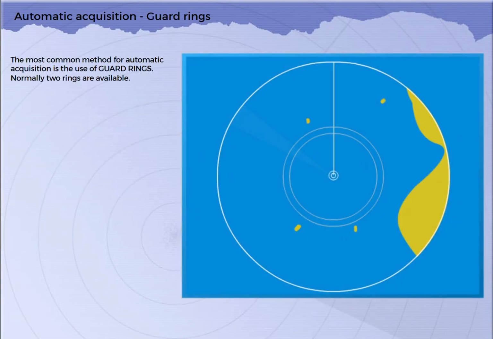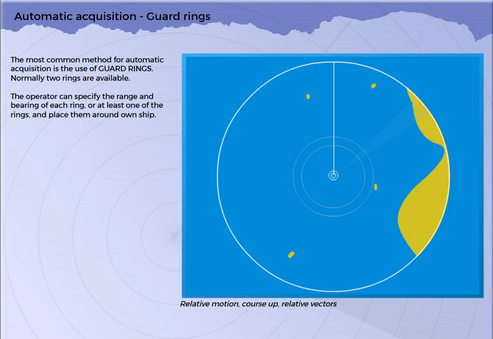The most common method for automatic acquisition is the use of guard rings. Normally, 2 rings are available. The operator can specify the range and bearing of each ring, or at least one of the rings, and place them around own ship. Any target crossing a guard ring will be automatically acquired.